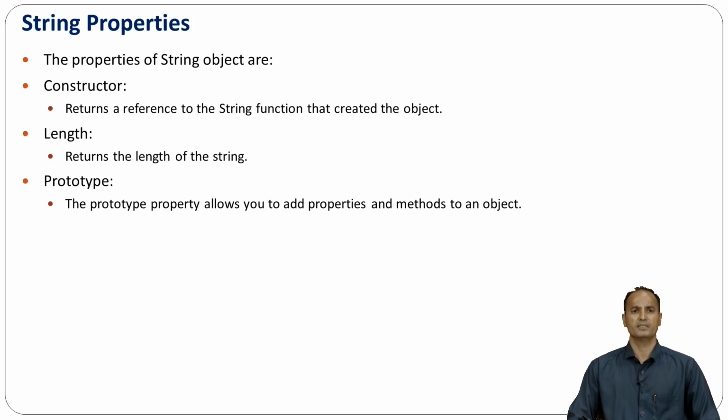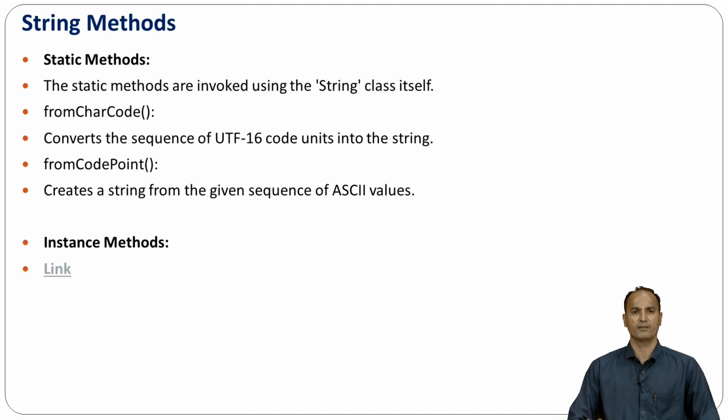There are various properties available in a string. Among them, one is constructor, which returns a reference to the String function that created the object. The length property is also there, which returns the length of the string. The prototype property is also there; it allows you to add properties and methods to an object. So these are the properties of string objects in JavaScript.